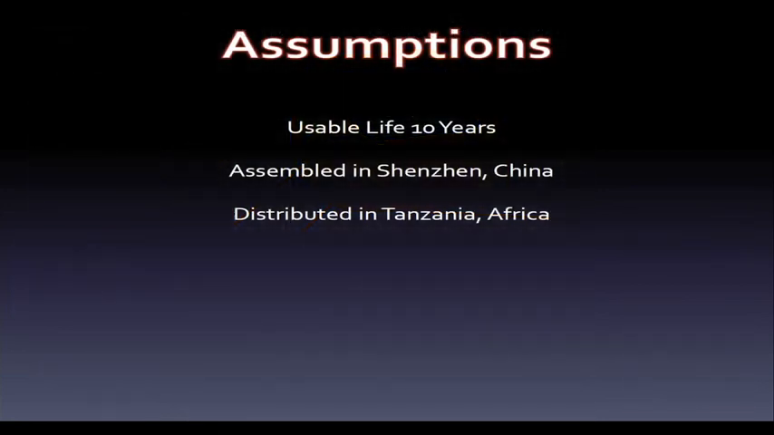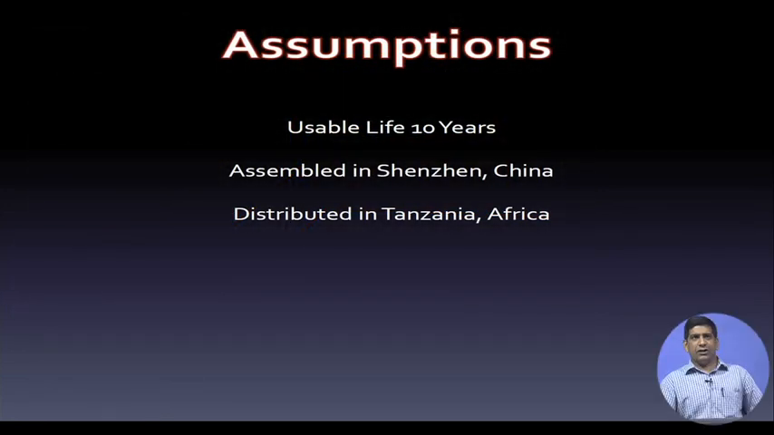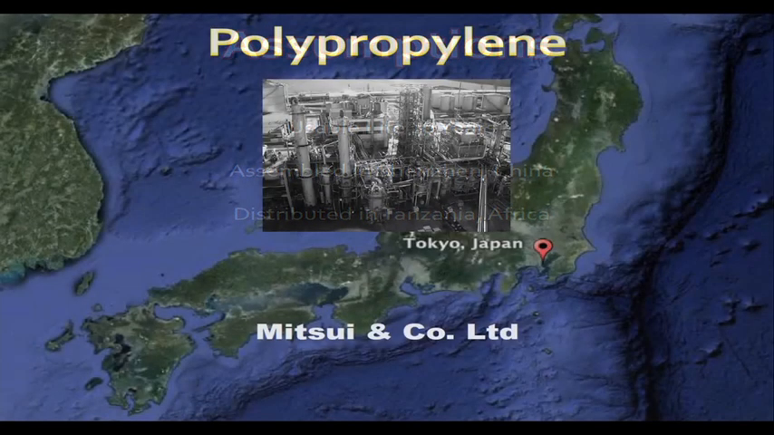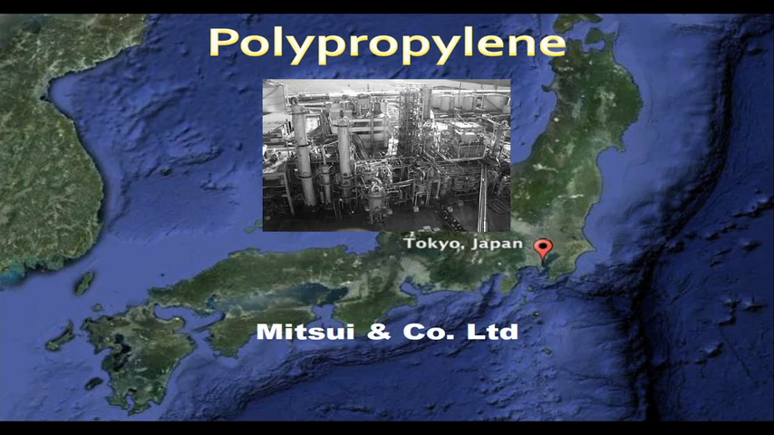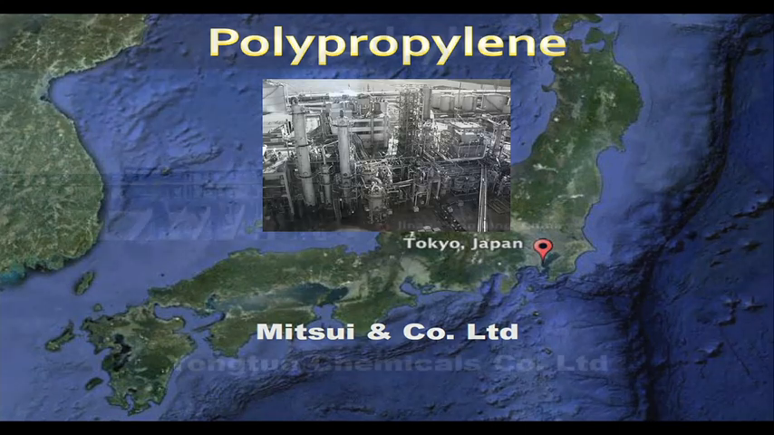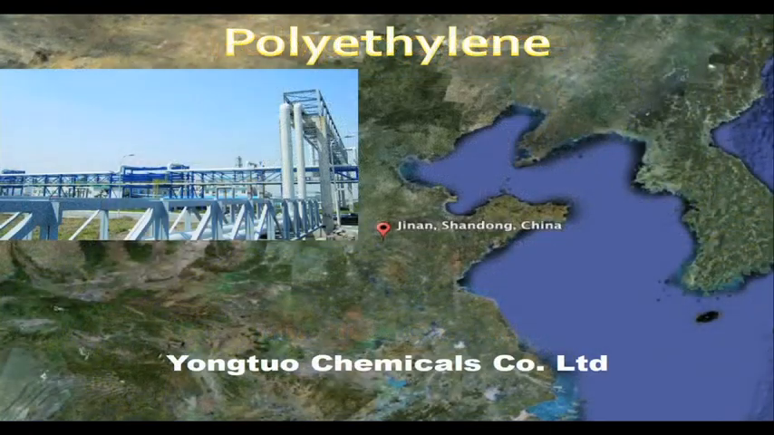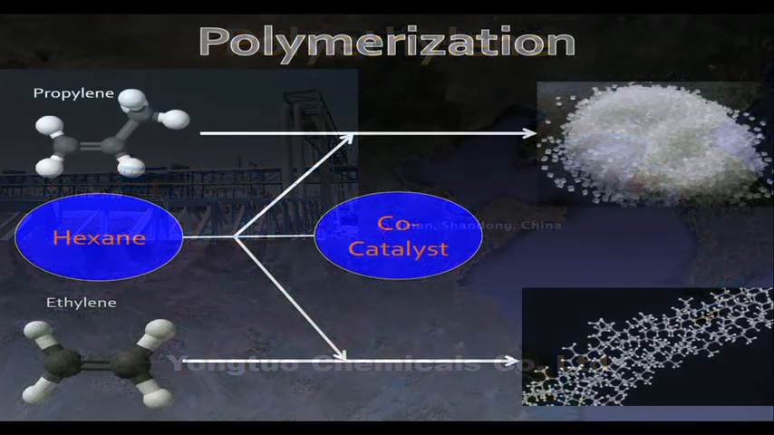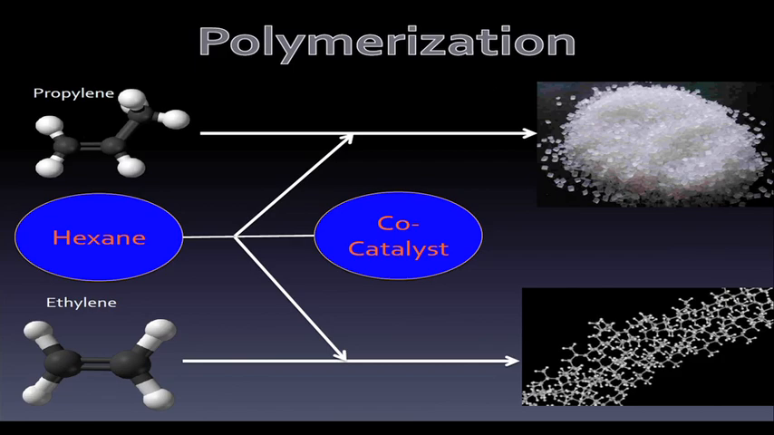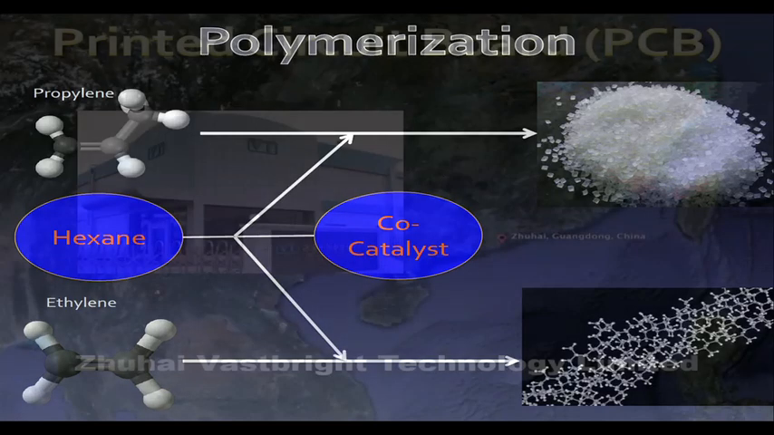Then the assumption was a useful life of 10 years, assembled in Shenzhen, China, and distributed in Tanzania, Africa. So transportation will be involved. Polypropylene comes from Mitsui and Company Limited in Japan. Polyethylene comes from Shandong in China. Polymerization is done where propylene and ethylene are mixed together with hexane and a co-catalyst.